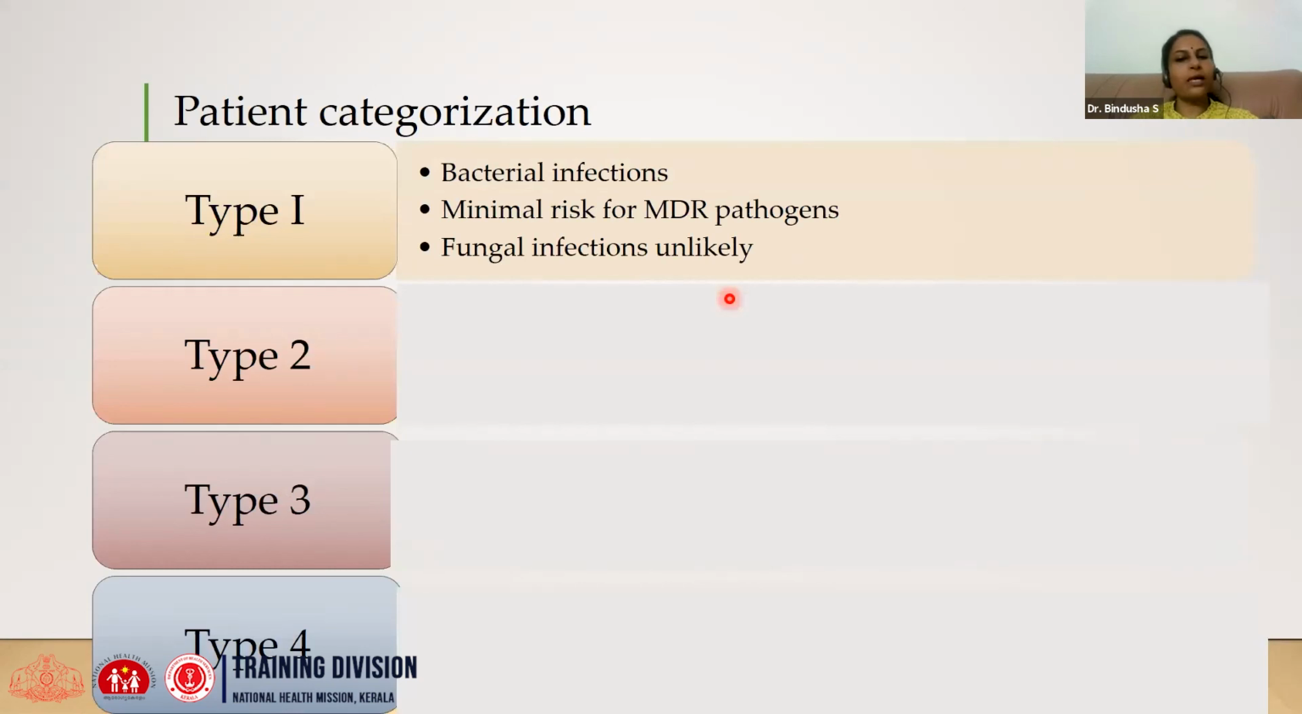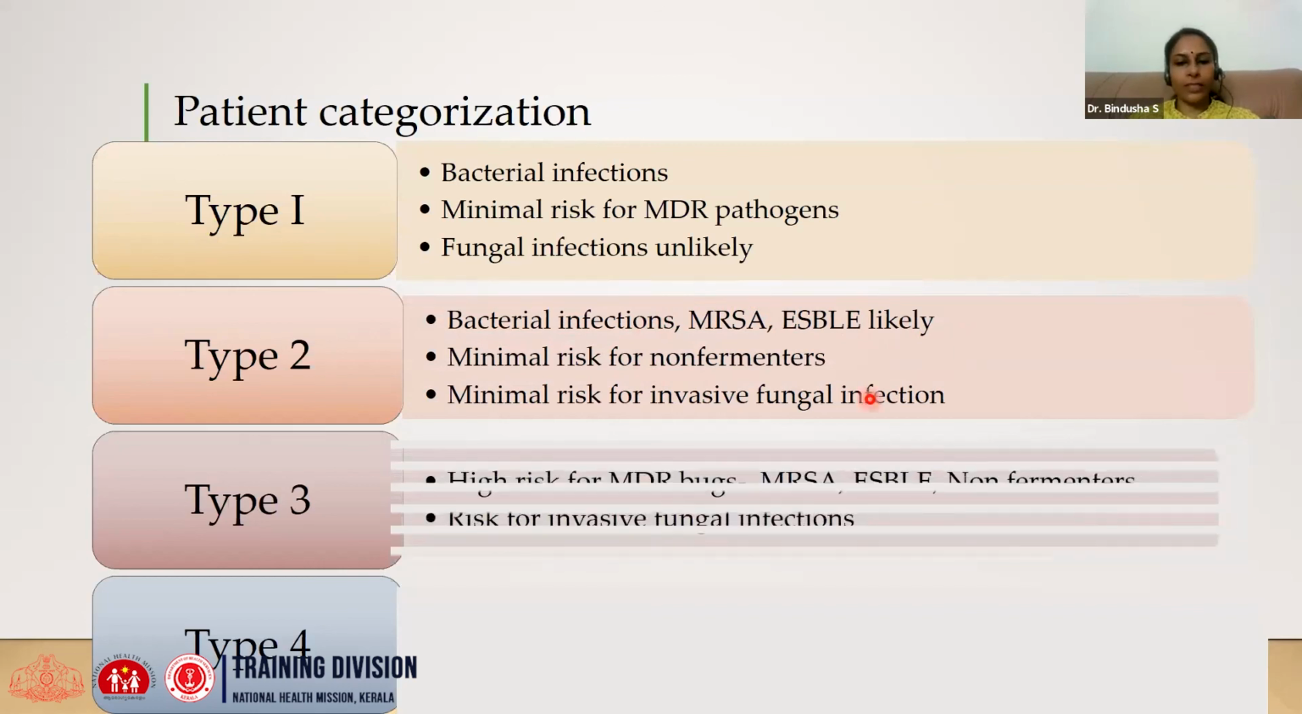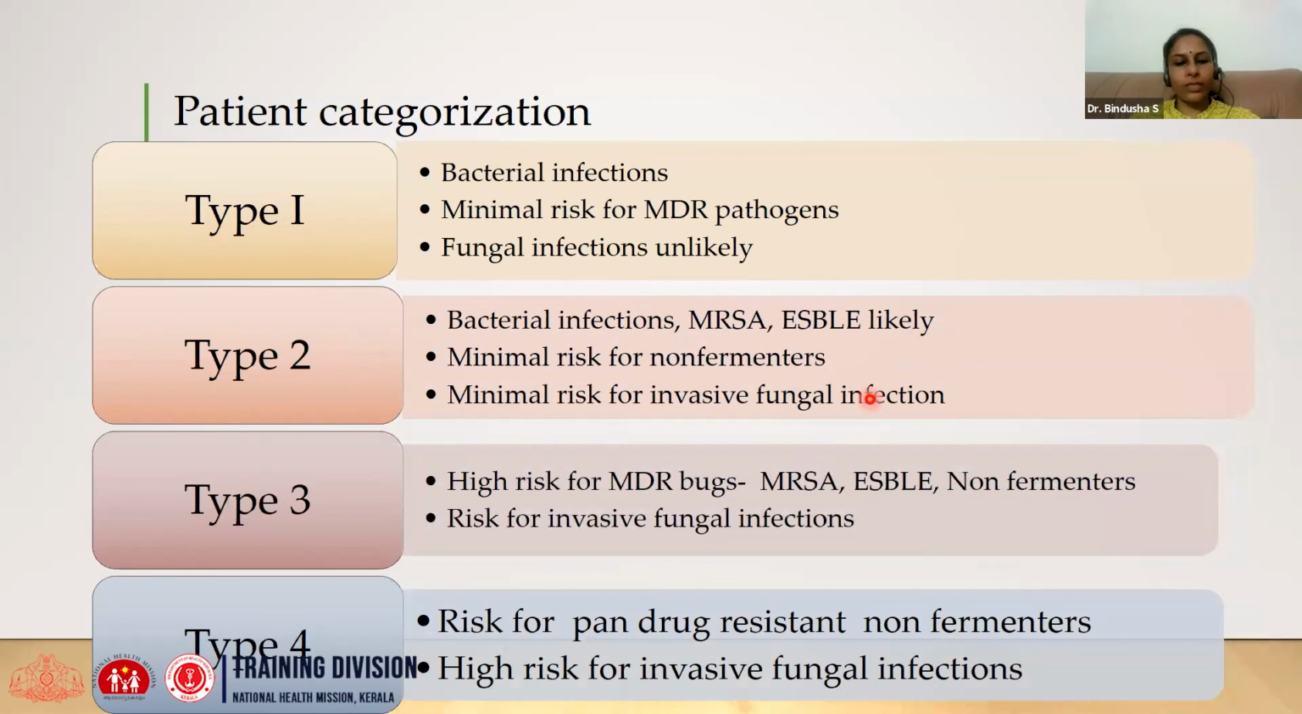As I said earlier, in type 1 the patient will usually have a bacterial infection, and there is very minimal risk of having an MDR pathogen. If it is type 2, there may be a chance of MRSA and ESBL producing organisms, but the other organisms are rare. In type 3 and type 4, we have high risk for non-fermenters, and in type 4, even invasive fungal infection.